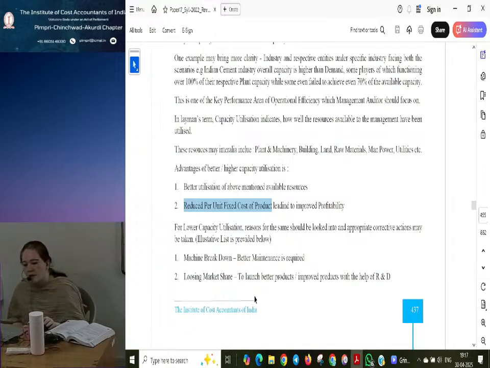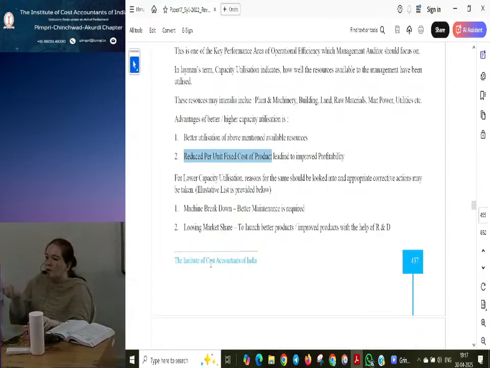If you are losing market share, then you have to improve your research and development, and improve your marketing strategies to penetrate the markets, then advertising and sales, right? So these are certain things which can be internally worked upon, and that can give you a good result.